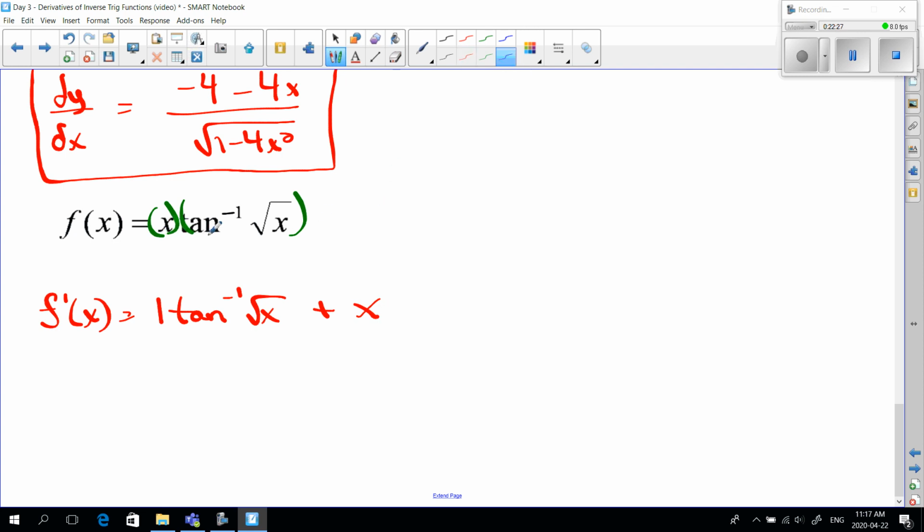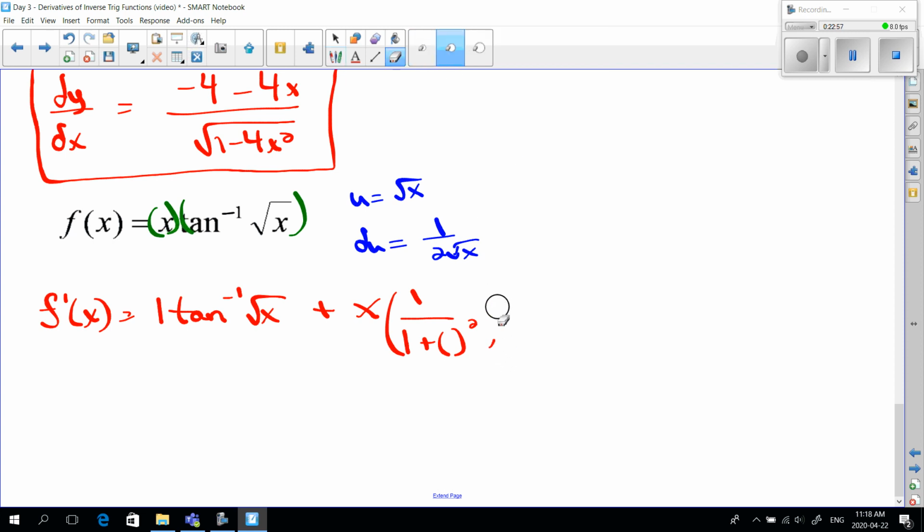of the second. Now remember, when you're doing the derivative of inverse tan, it helps to know our u value and our du value, 1 over 2 root x. Okay, see above for that. But this would become the derivative of inverse tan is 1 over 1 plus u squared. So this would say root x squared. And then I would multiply that by 1 over 2 root x. And I'll close this bracket, and then I will simplify my answer.